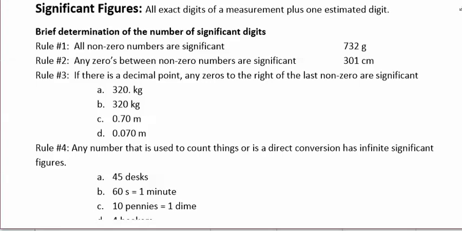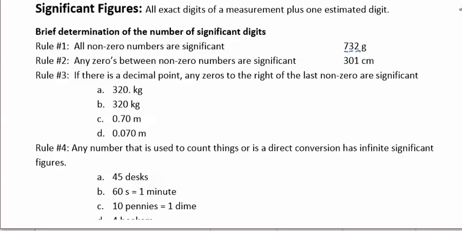So the first rule with significant figures is that all non-zero numbers are significant. This one's kind of logical. If you have 732 as an example, all three digits are going to be considered significant because they're not zero. Significant figures, what makes it a little bit tricky are the zeros. Sometimes zeros are significant and other times they're not. So with this rule number 1, anytime you have a number that's not zero, it's going to be significant, always.